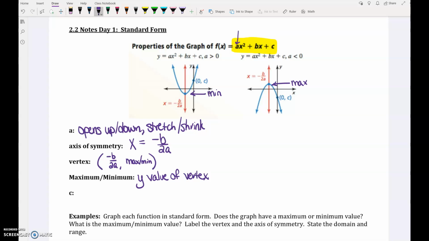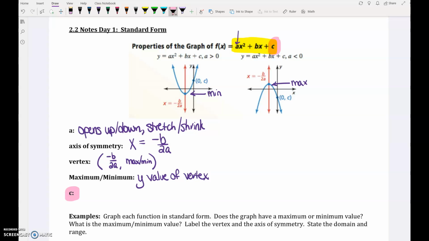There's good and bad things about every form. The really great thing about vertex form is that it shows us the vertex. The bad thing about vertex form is that we then have to pick another x value and plug it in to get another point. The bad thing about standard form is we have to do quite a bit of calculation to get the axis of symmetry and the vertex, but the good thing about standard form is c.